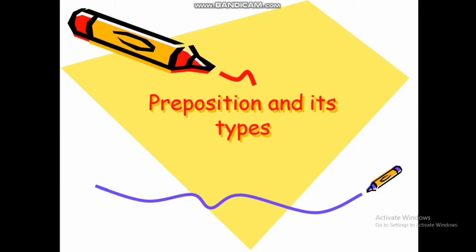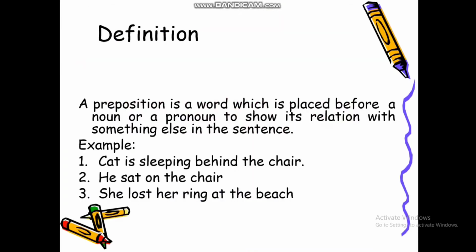Okay, so preposition. What is a preposition? A preposition is a word which is placed before a noun or a pronoun to show its relation with something else in the sentence.